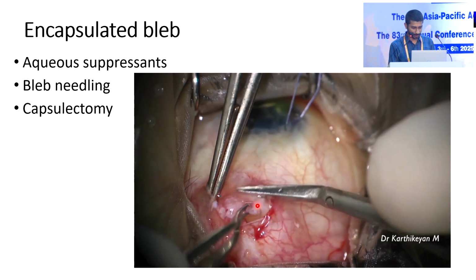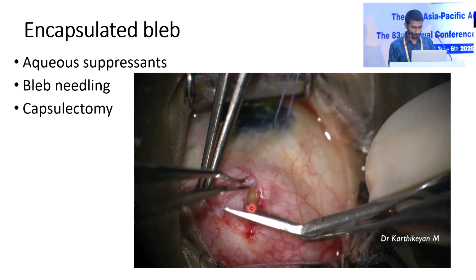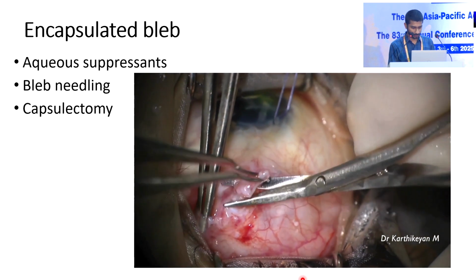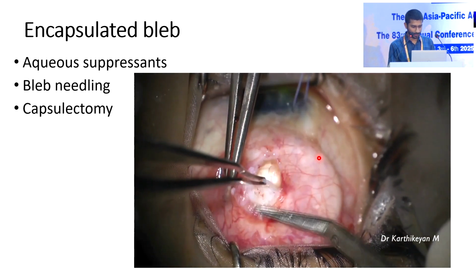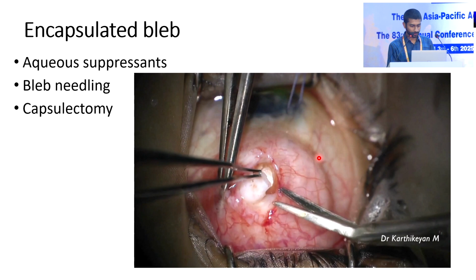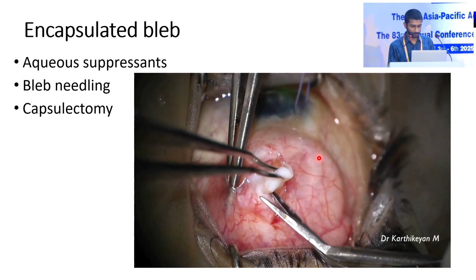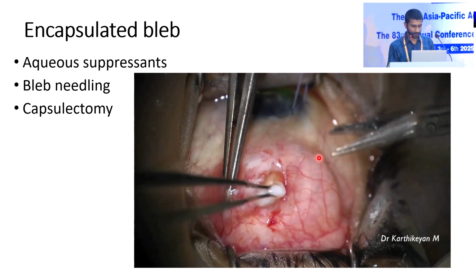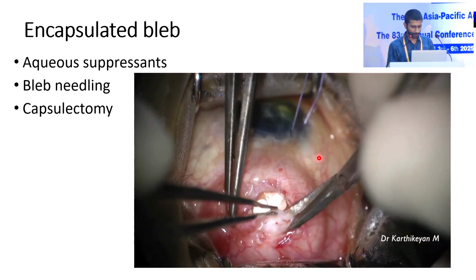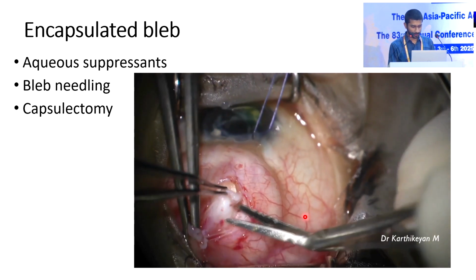So we have to carefully dissect and try to remove the capsule as much as possible. Here, this is the capsule, and beneath the capsule we can see the AGV foot plate also. We'll try to remove as much capsule as possible, so that the aqueous is diffused in the conjunctival space and goes to the episcleral veins. After dissecting the capsule, we can just suture it.